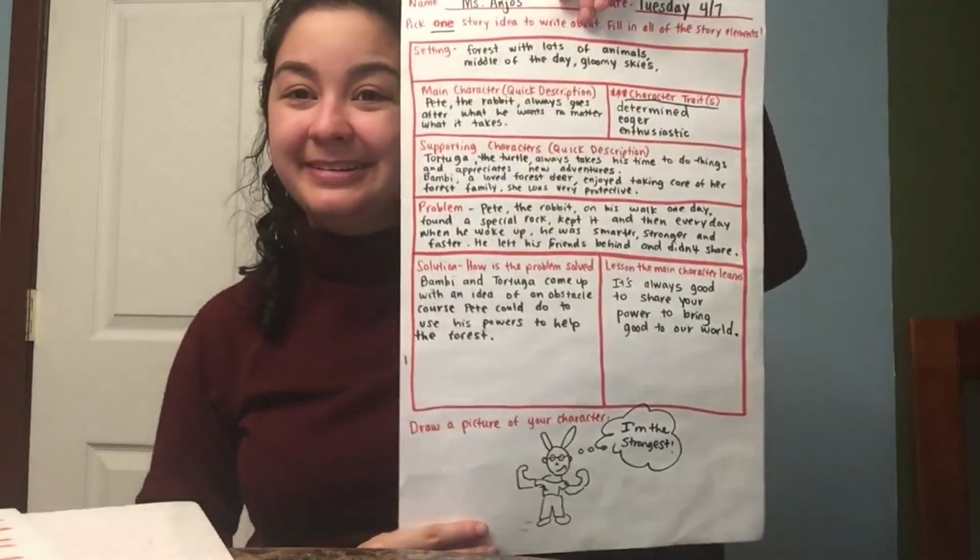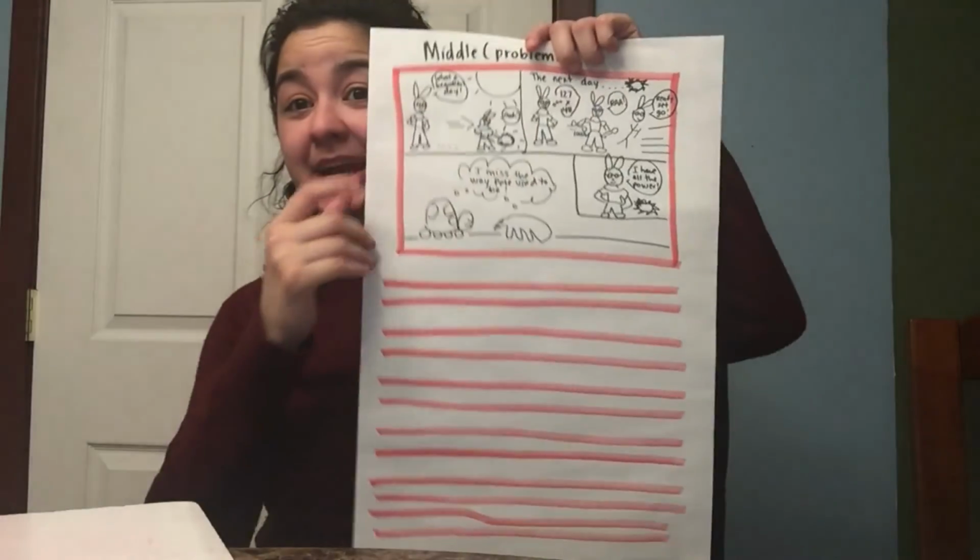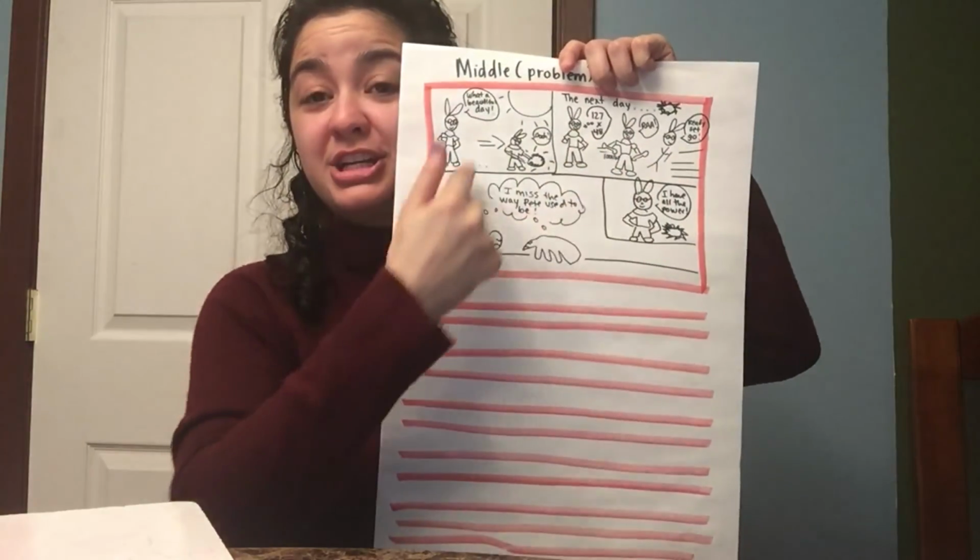All right, friends. It's time to start our middle page. You're going to do your middle page on your own using everything we just did for our beginning page. So you're going to use your story map. And you're going to introduce the problem. Again, you can use your illustration to help you as well.